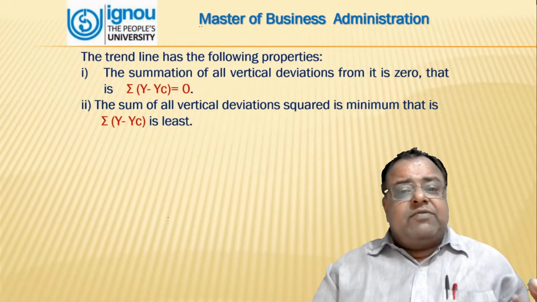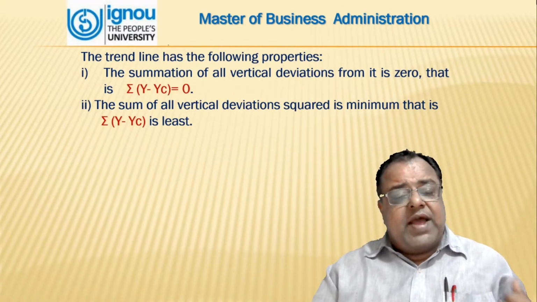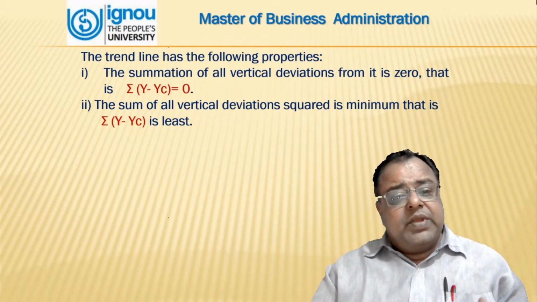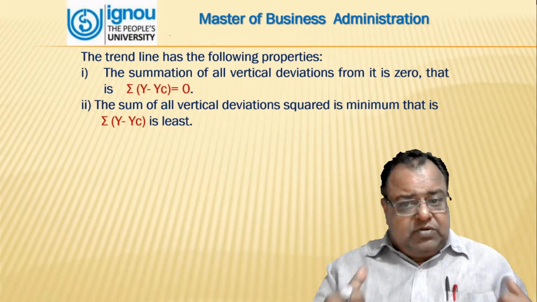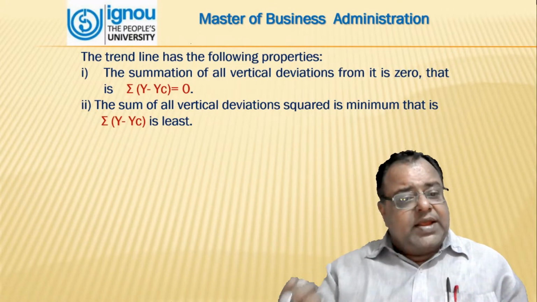The trend line has the following properties. The summation of all vertical deviation from it is zero, that is summation of y minus yc is equal to zero. And the sum of the vertical deviation squared is minimum, that is summation of (y minus yc) squared is the least.